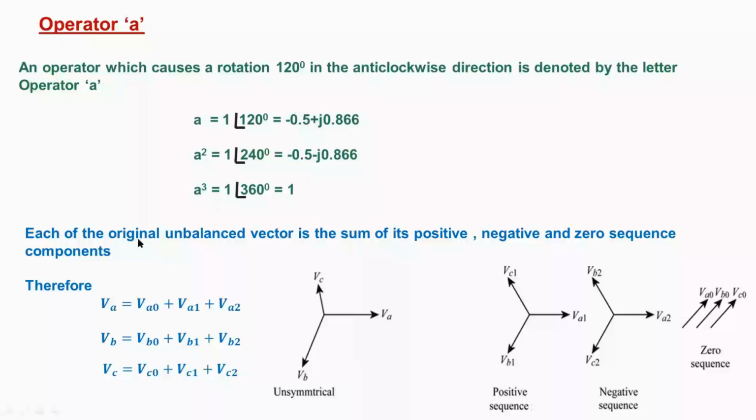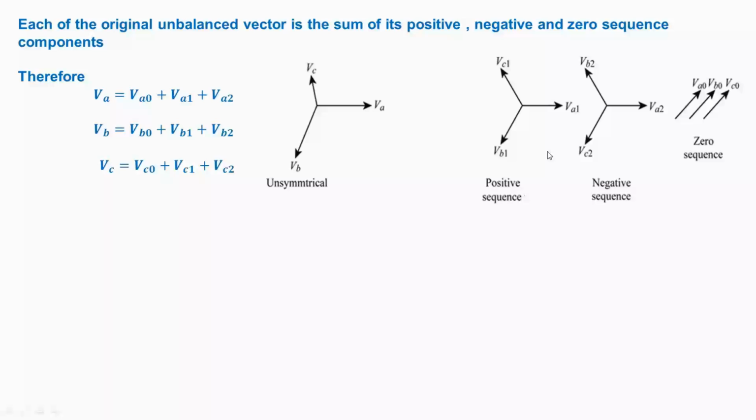Then, as I already told, the original unbalanced vector is the sum of the positive, negative and zero sequence components. For example, here VA is equal to the positive sequence voltage VA1 plus VA2 plus VA0. Similarly, VB is equal to the positive sequence, negative sequence and zero sequence voltages. Now rotating the vectors by multiples of 120 degrees in the anti-clockwise direction gives another vector.